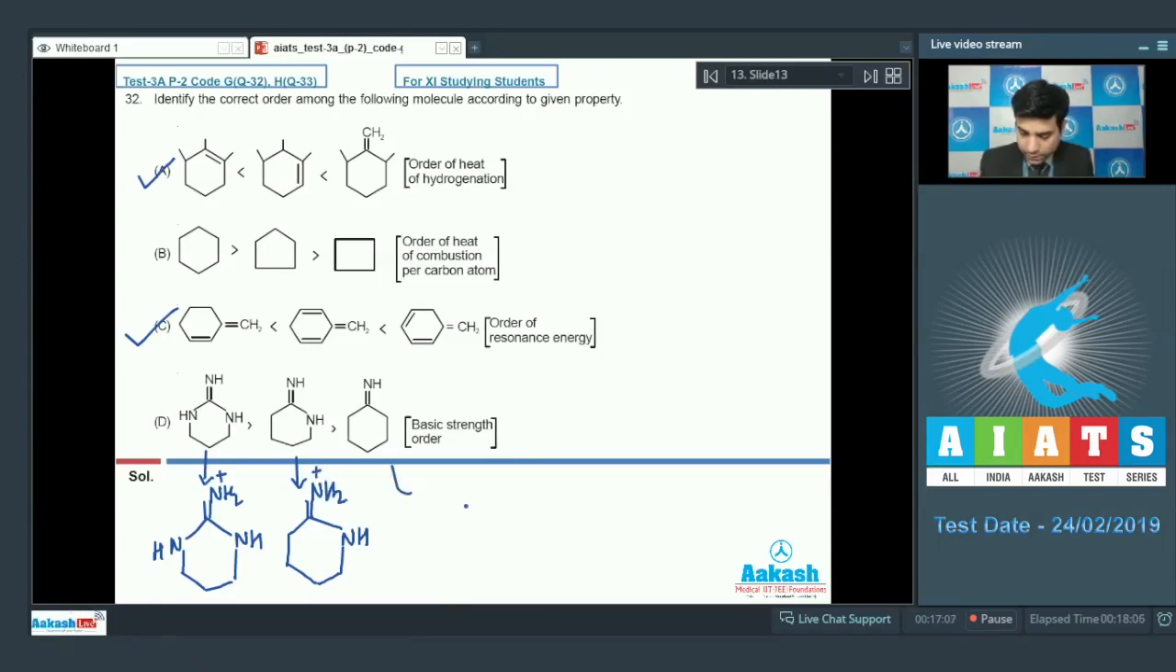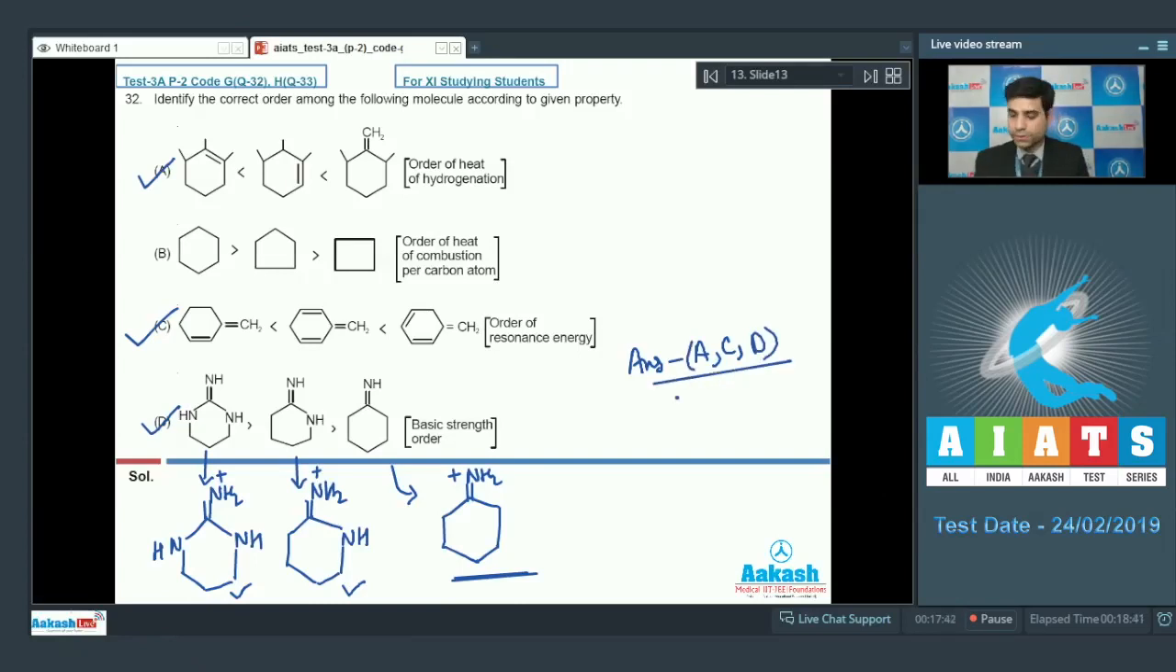In this third structure, this will be the conjugate acid. Now, among all 3 conjugate acids, this one will be more resonance stabilized than this, and this will be least resonance stabilized. There is no resonance. So, conjugate acid stability will give us the order of basic strength. So, this is the correct basic strength order. Hence, the correct answers for this question are option A, option C, and option D.